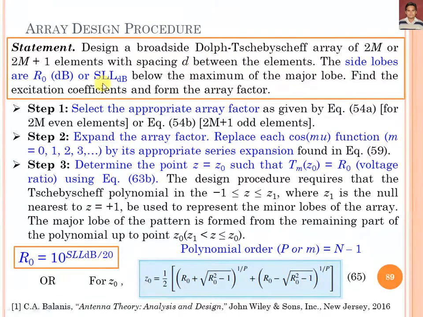So we are using some important steps. In step 1, select the appropriate array factor, as we have defined for the even and odd number of elements, by using equations 54a and 54b, as we have discussed in this lecture previously. Then we have to expand this array factor and replace the cos mu function, where m is equal to 0, 1, 2. We are putting different values of m according to the array, by the appropriate series expansion method as found in equation 59.